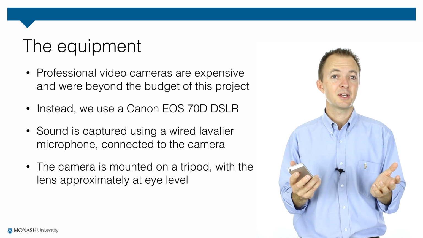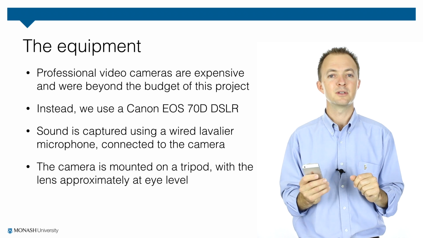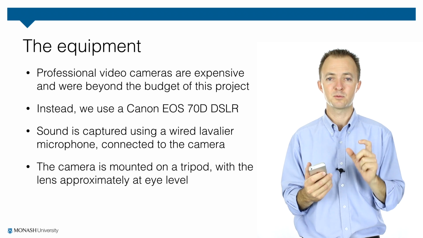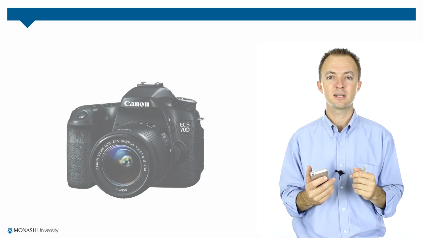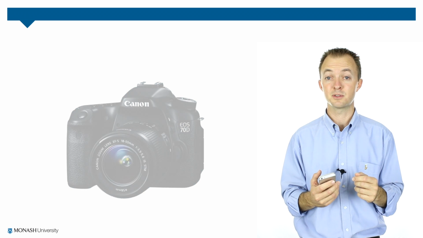Professional video cameras are expensive, and when I came to set up this facility they were beyond the budget that I had. So instead what I use is a Canon digital SLR. The specific model is the EOS 70D. I did a bit of research into different digital SLRs before I purchased this one, and this one appeared to have the best video capture facilities.